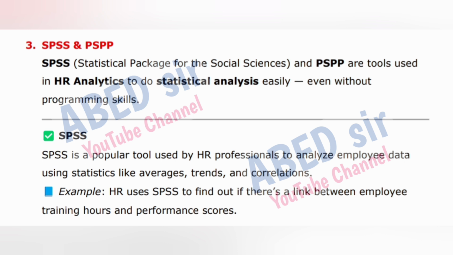SPSS is a popular tool used by HR professionals to analyze employee data using statistics like averages, trends, and correlations. Example: HR uses SPSS to find out if there's a link between employee training hours and performance scores.